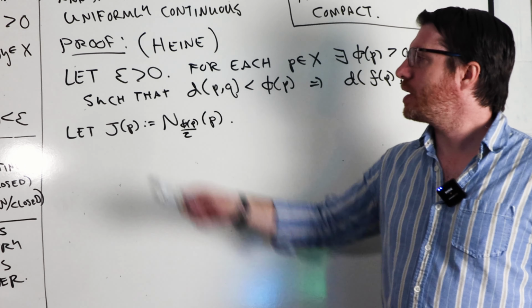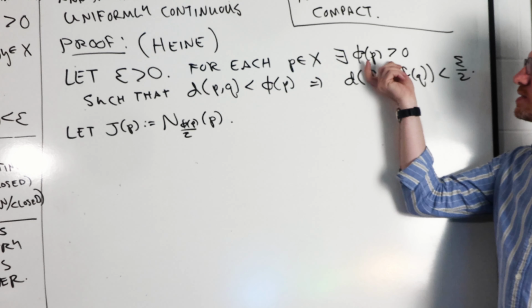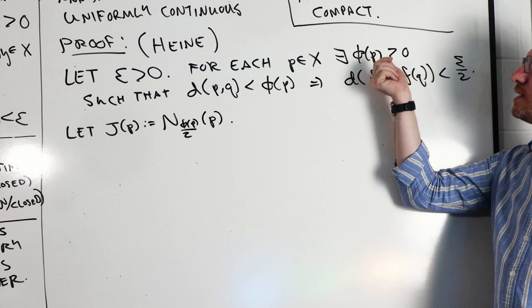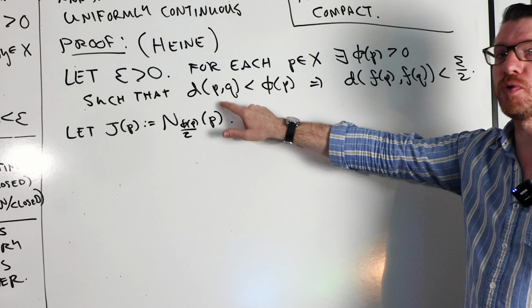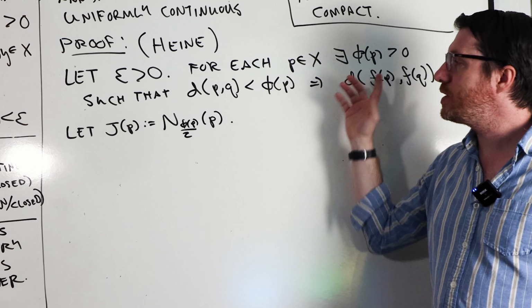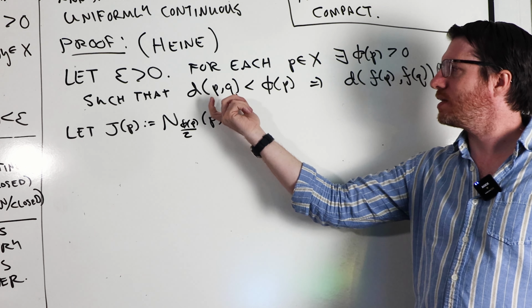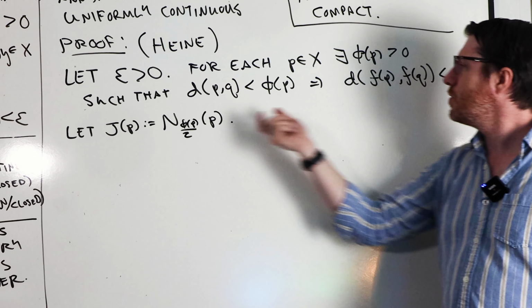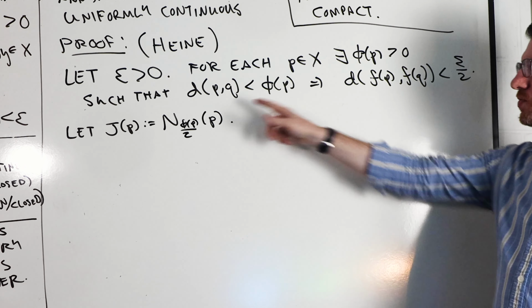So let epsilon be greater than 0. For each p in X, we're going to define this phi of p. This is basically our delta that gets us underneath epsilon over 2 corresponding to some fixed point p. We don't know yet if we can choose this to be general to cover everything, but we do know that for each point, since f is continuous, there is some delta such that if q is within that distance of p, we get f of p being close to f of q. But that's for some fixed p.